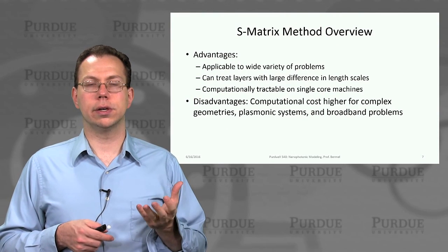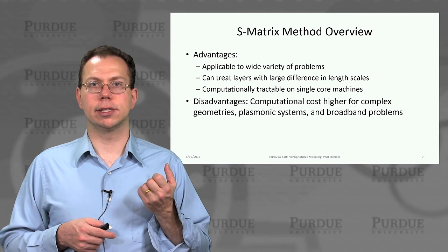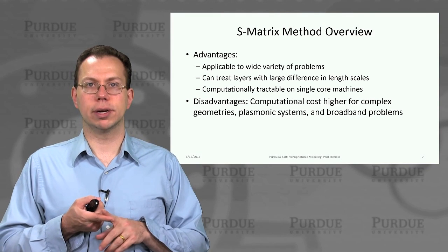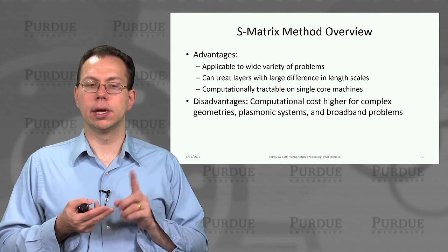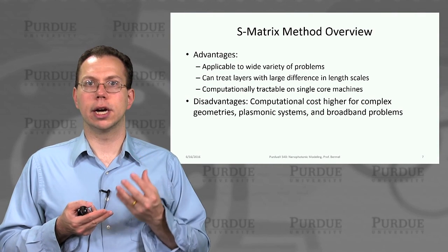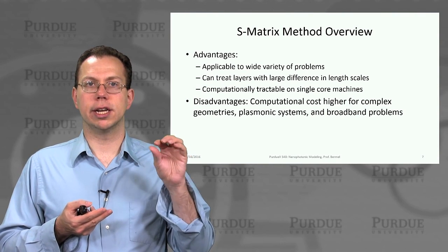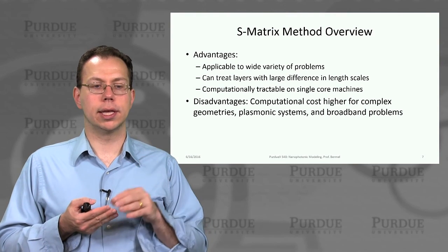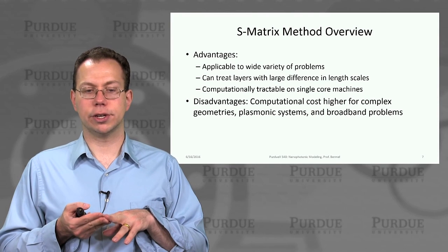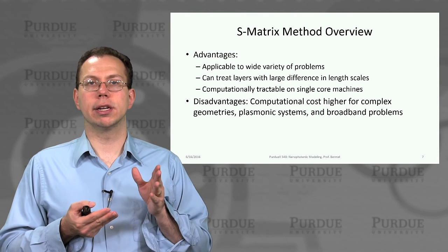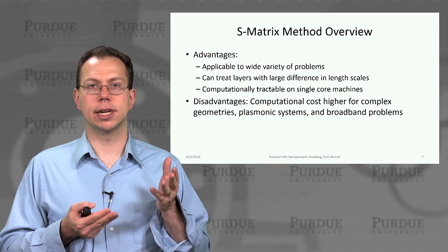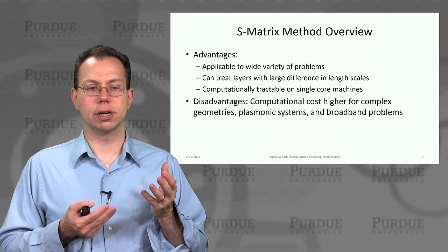Just to wrap up these transfer matrix methods, we said the advantages are that they're applicable to a wide variety of problems. They allow you to treat layers which may be very thin and very thick in a computationally efficient way. That makes it computationally tractable on even machines with modest computational capabilities. It doesn't require a giant supercomputer.